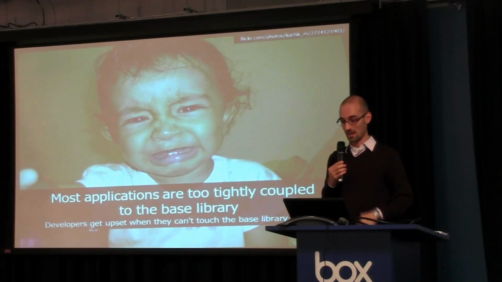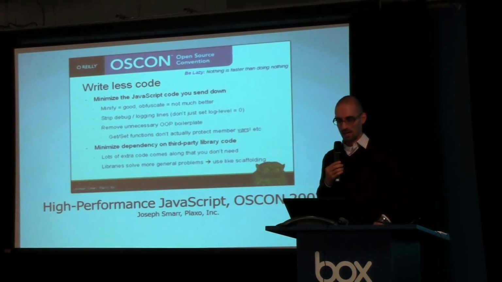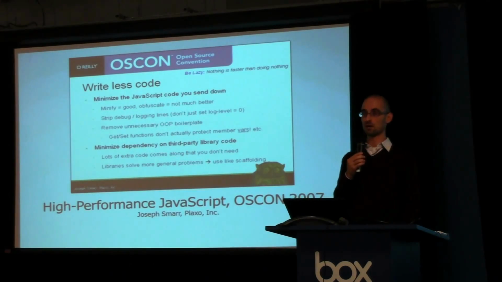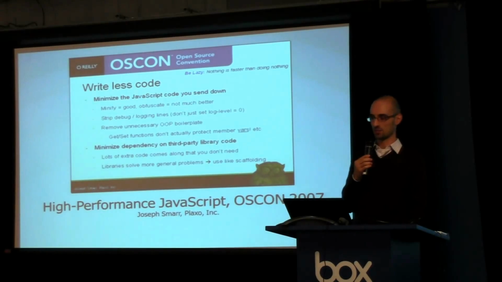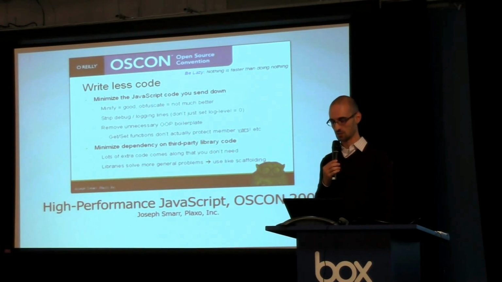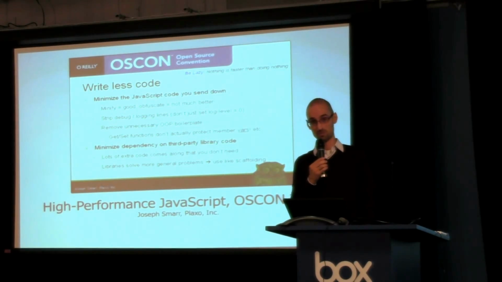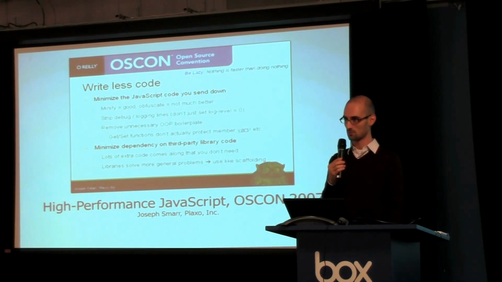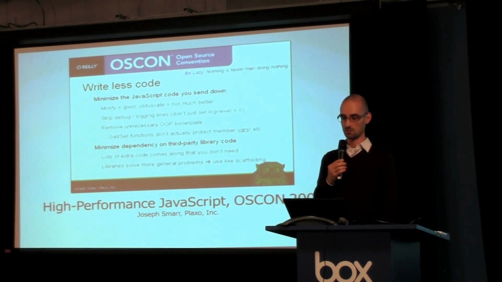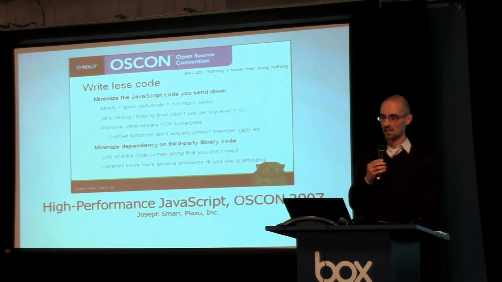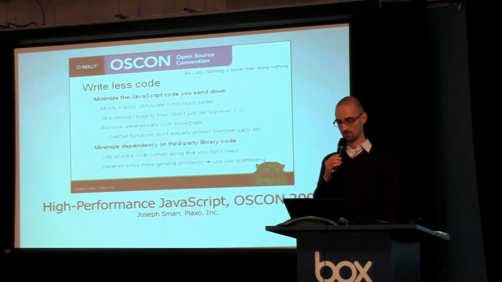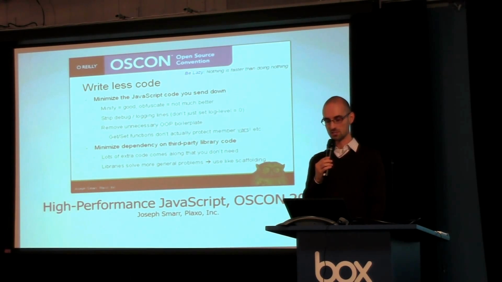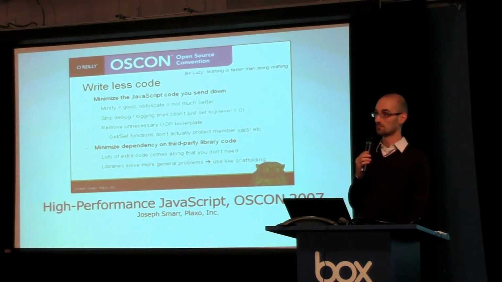So this guy, Joseph Smarr, who's one of the founders of Plaxo, gave this presentation at OSCON in 2007 called High Performance JavaScript. It has absolutely no relationship to my book, High Performance JavaScript, but it was a good presentation nonetheless. And he had this really great line in there, which is that libraries solve more general problems. You should use them like scaffolding.